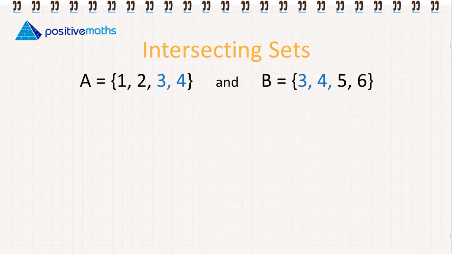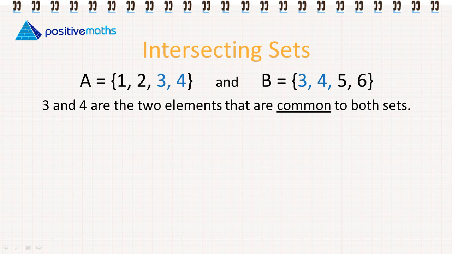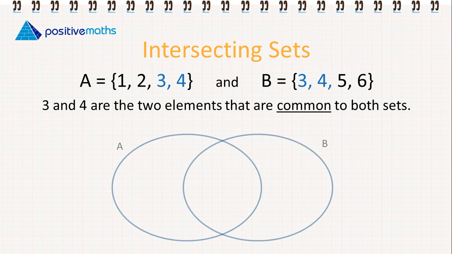So let's look at an example. We're given the set A, which contains the elements 1, 2, 3, and 4. And we're given the set B, which contains the elements 3, 4, 5, and 6. 3 and 4 are the two elements that are common to both sets. So let's fill these elements into the Venn diagram.